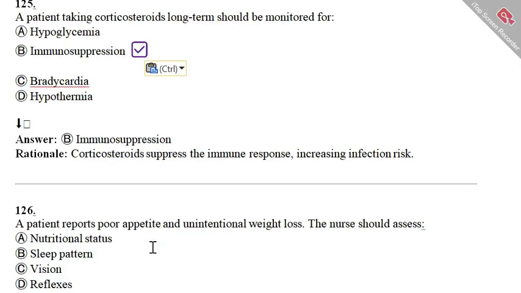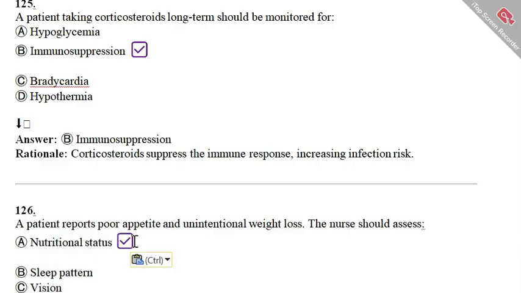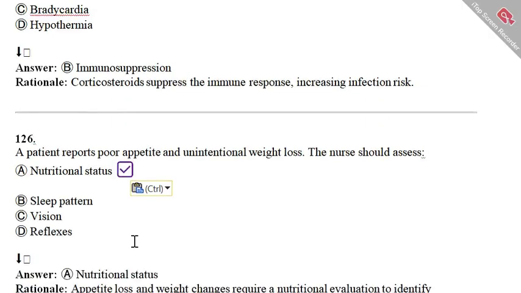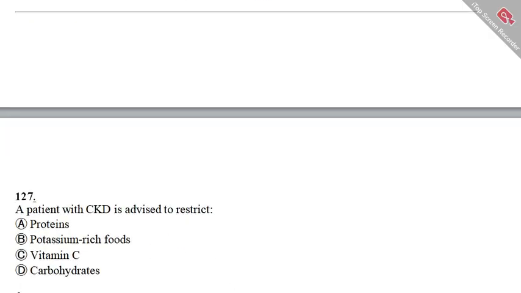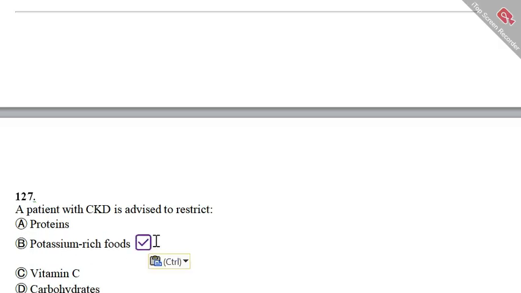Question number 126. A patient reports poor appetite and unintentional weight loss. The nurse should assess. The correct option is option A, nutritional status. Next question, 127. A patient with CKD, chronic kidney disease, is advised to restrict. The correct option is option B, potassium-rich food.